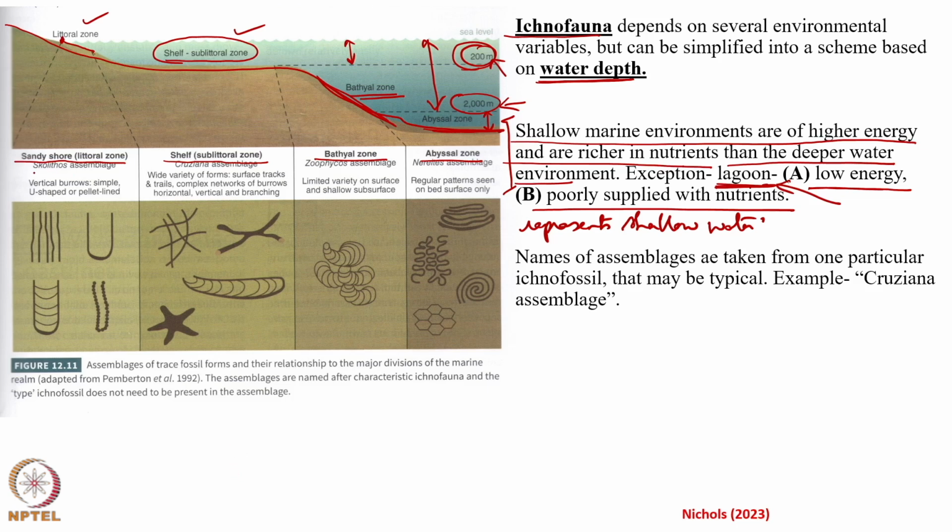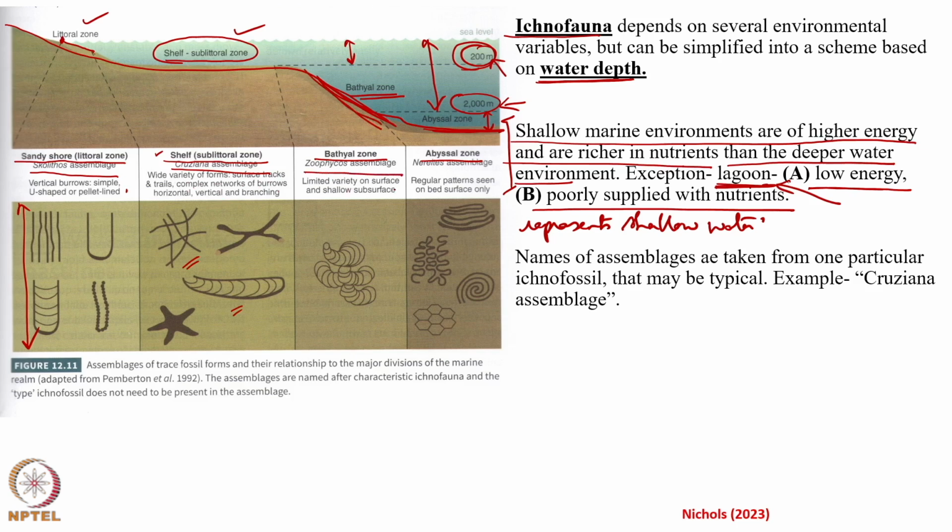In case of a sandy shore, we get the Skolithos assemblage. What are they? They are vertical burrows, simple, U-shaped or pellet lined. These are the examples. In the shelf area, we get the Cruziana assemblage. What are they? They are a wide variety of forms, surface tracks and trails, complex networks and different kinds of burrowing. In the bathyal zone, we get the Zoophycos assemblage.